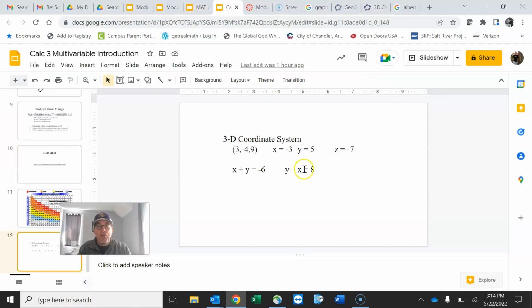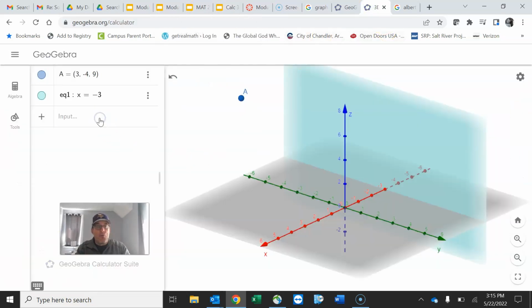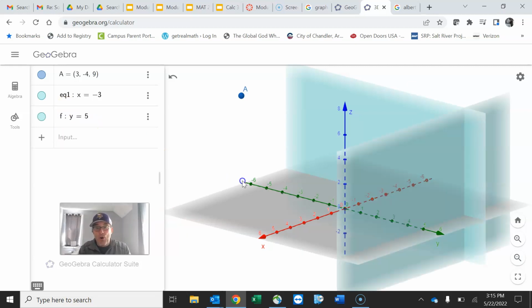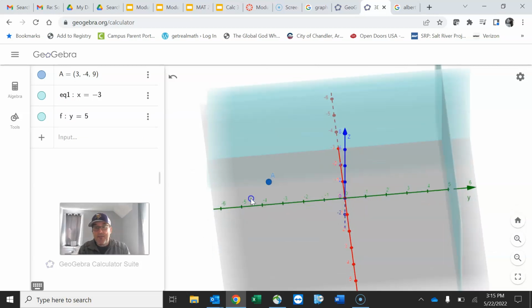Well, what about y equals 5 is what I had next. What about y equals 5? You should be able to imagine that now, before you even type it in or watch me type it in. y equals 5, and y is always 5. So if y is always 5, we can move in this direction and y is still 5. We can move up and down and y is still 5. So y equals 5 produces another vertical plane, another wall over here where y equals 5.